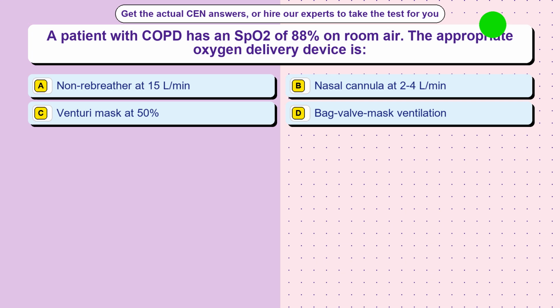Question 1. A patient with COPD has an SpO2 of 88% on room air. The appropriate oxygen delivery device is Option A, non-rebreather at 15 L/min. Option B, nasal cannula at 2 to 4 L/min. Option C, Venturi mask at 50%. Option D, bag valve mask ventilation.